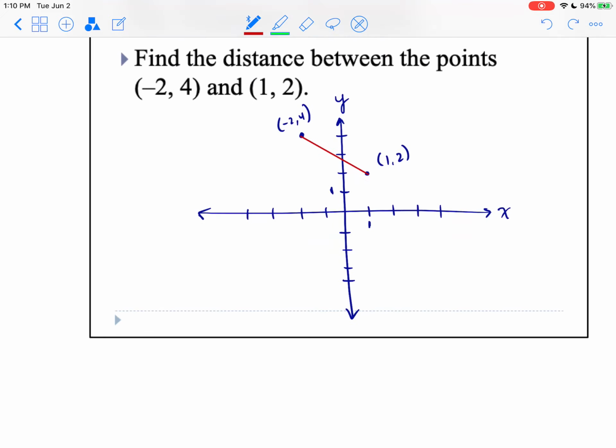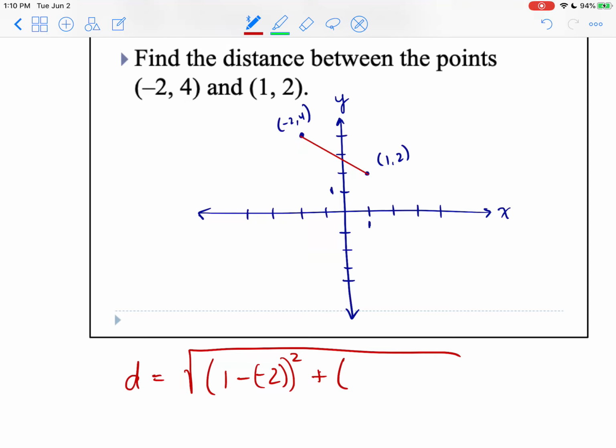So we're going to use the distance formula. So the distance formula is the square root of the difference between the x values. So let's do 1 minus -2 squared plus the difference in the y values.